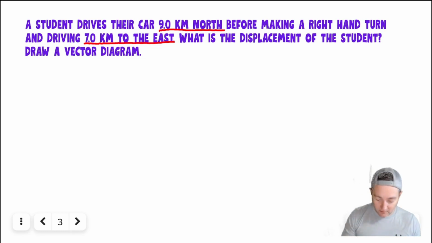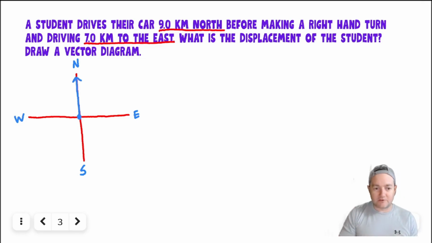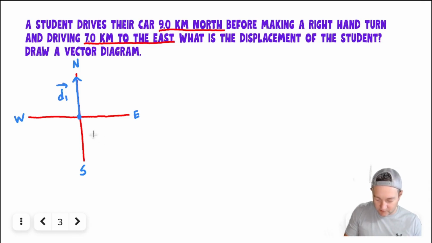Draw a vector diagram. So let's go ahead and set up a simple little compass heading here that I'll just switch my color now to blue. So we're going to go 9 kilometers north first. So north, east, south, and west. Never eat soggy waffles. And then we go north 9 kilometers. So that's our starting point. And we went our D1, which is 9. So let's write D1 down here equals 9 kilometers north.